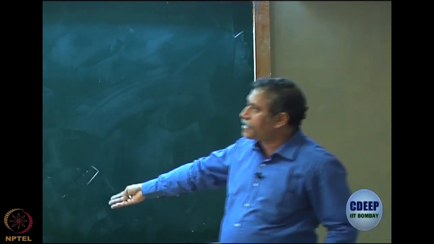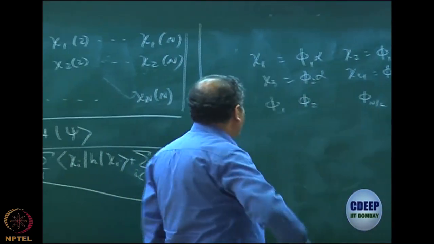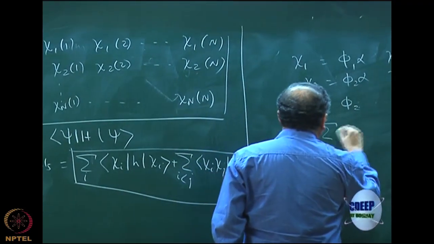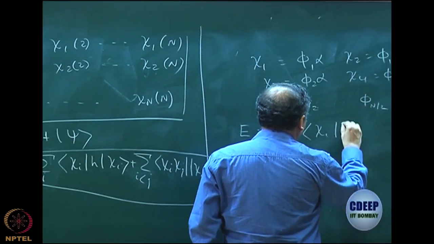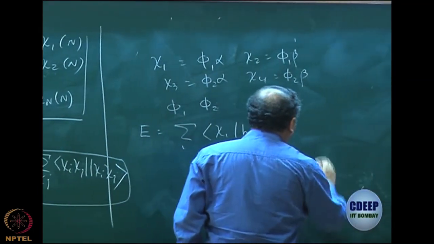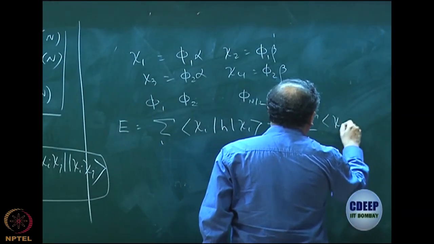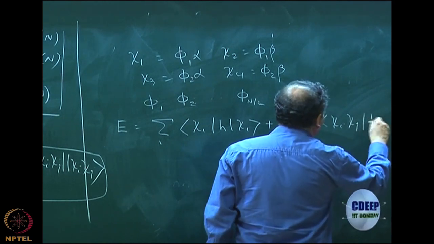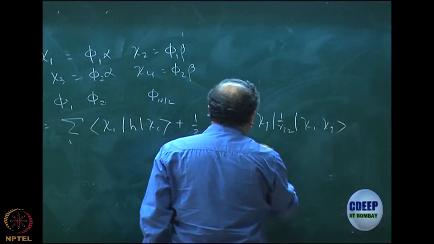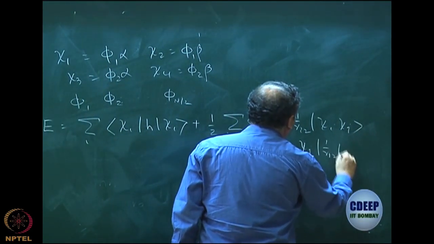And now I am applying my energy formulas, the Slater rules. So let's write the Slater rules energy, again a sum over i. First I have to write over spin orbitals, chi i h chi i, plus you can do half sum over i j, chi i chi j. I will write it specifically in full form for the time being, minus chi i chi j 1 by r12 chi j.